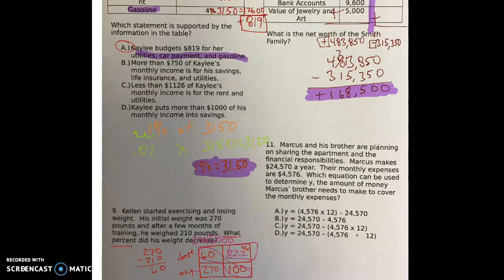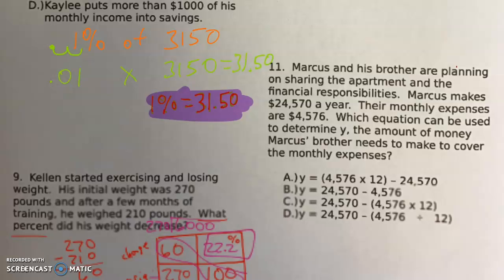Okay. Anyways, all right. So number 11, Marcus and his brother are planning on sharing an apartment and the financial responsibilities. Marcus makes $24,570 a year. Their monthly expenses for this apartment are $4,576. So what equation can be used to determine y, the amount of money Marcus's brother needs to make to cover the monthly expenses? So let's just look at this. Let's just think of this real life. Don't even look at those answers. Don't think about the word equation. Don't think about the letter y. Don't do any of that stuff.